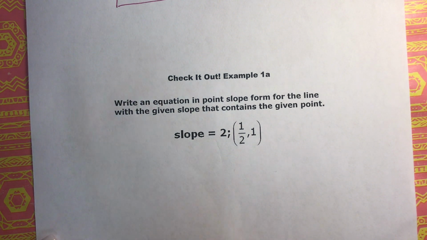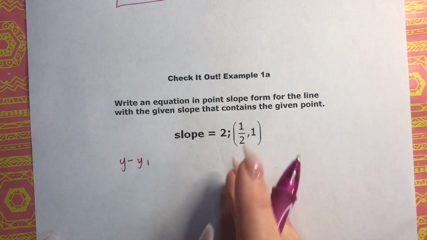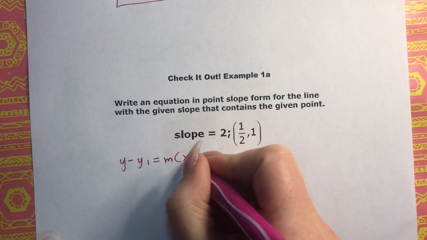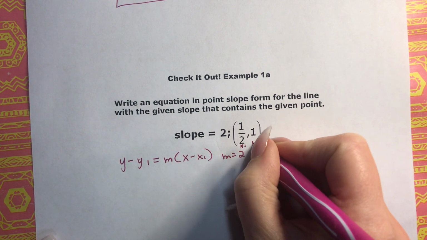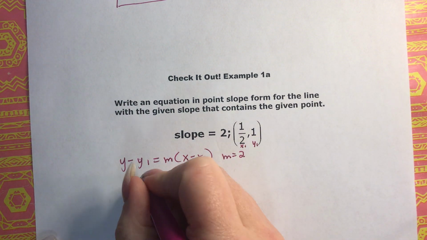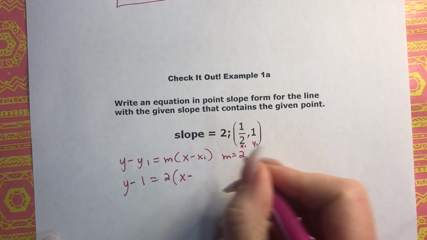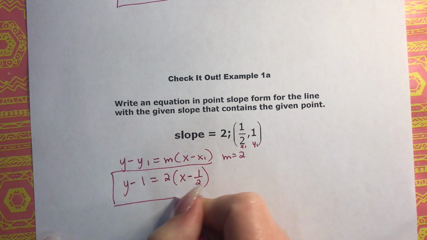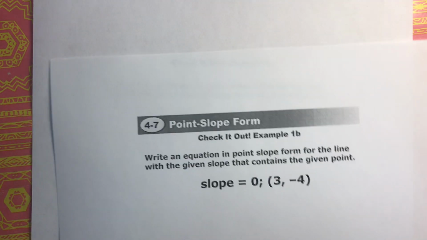Okay, let's see how you did. So we're going to write this equation in point-slope form. Point-slope form is y minus y1 equals m multiplied by the quantity x minus x1. Okay, the slope is equal to 2, and this is my point, my x1 and my y1. I substitute the values in, and I get y minus my y1 is 1 equals the slope is 2 times x minus my x1 is 1/2. And that's it. That's the equation in point-slope form. Super easy. If you got that one right, awesome job. Let's go ahead and look at the next example.